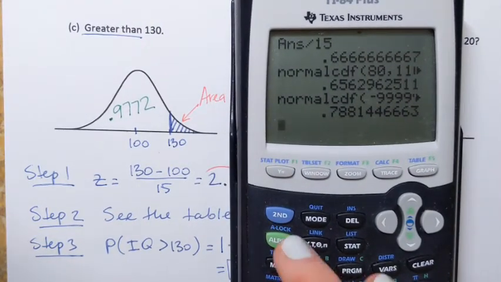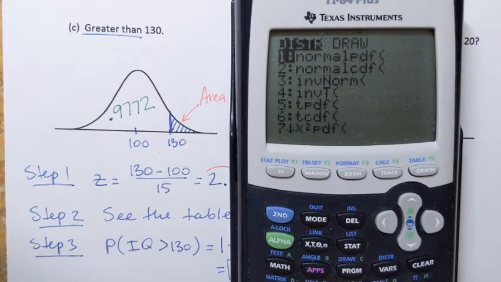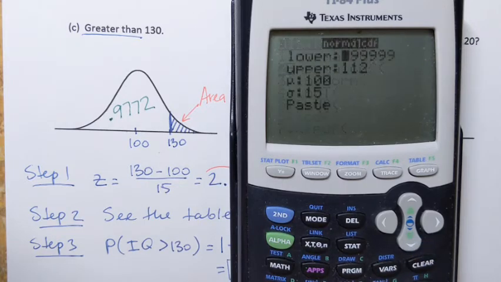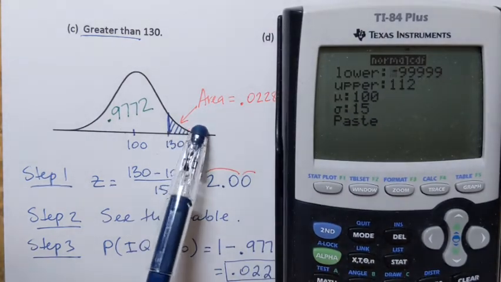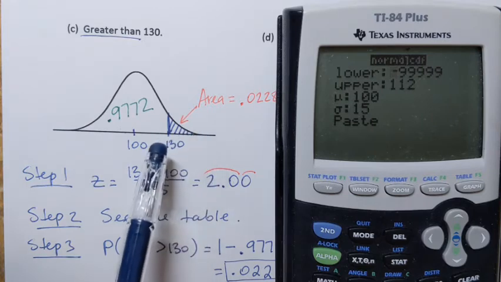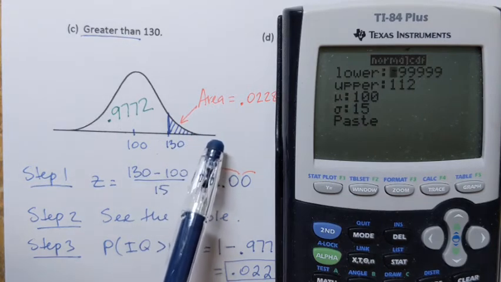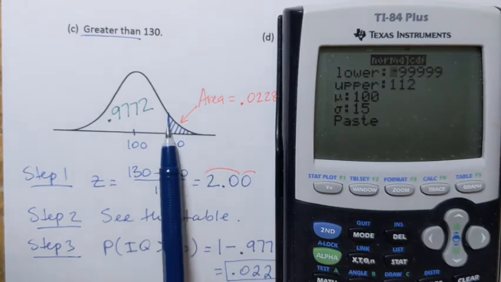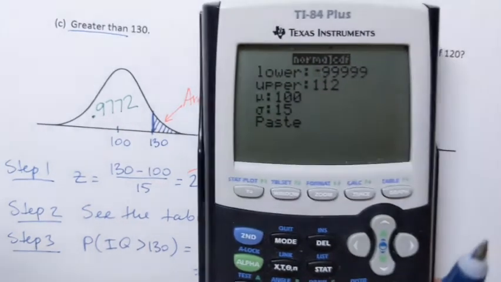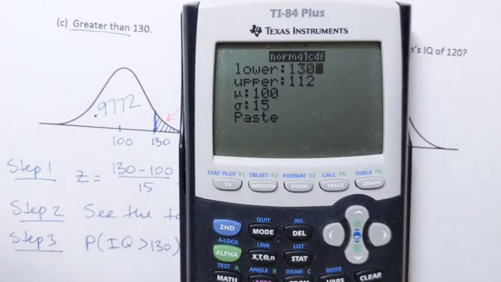So that's second, VARS, normal CDF. Now I have to change things around. What can I say about this region? What is the lower boundary? What is the upper boundary? So lower is always on the left. If I look at this region, what's the left-hand side? The left-hand side is right here. It's at 130. So I'm going to put 130 for the lower.